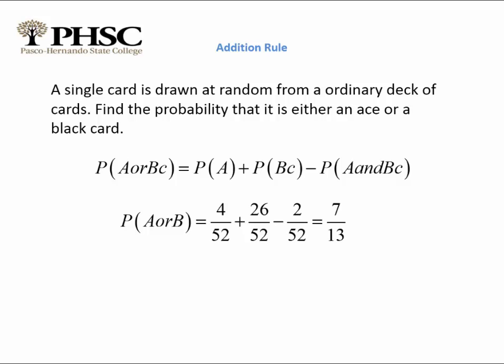So the probability of an ace is 4 out of 52, probability of a black card is 26 out of 52. How many aces are black? It's 2, so 2 out of 52. So we do the formula, so the probability of an ace or black card would be 7 out of 13.